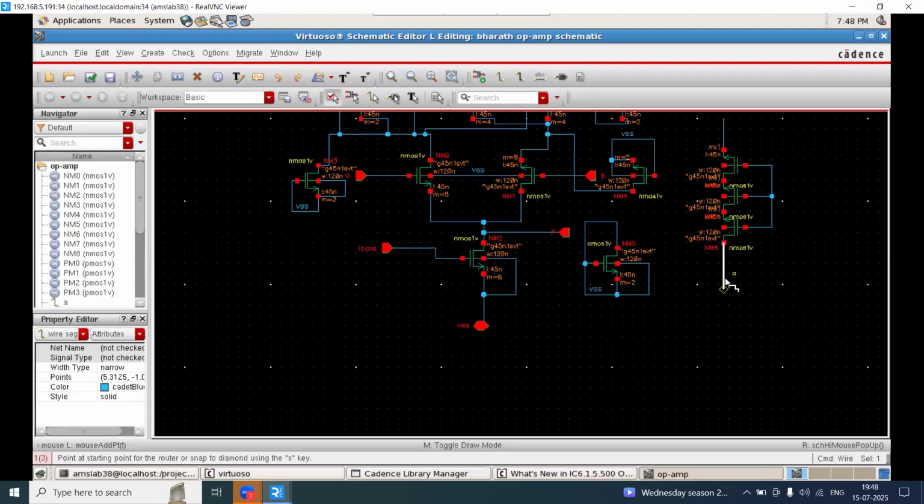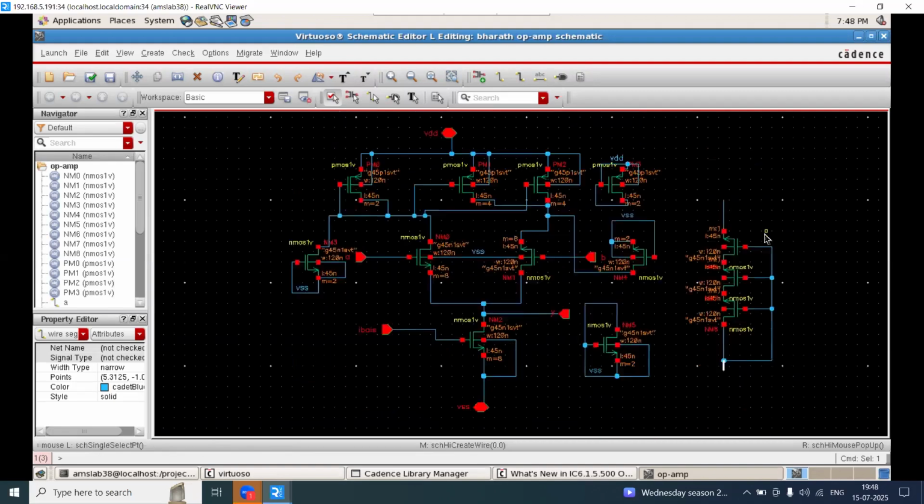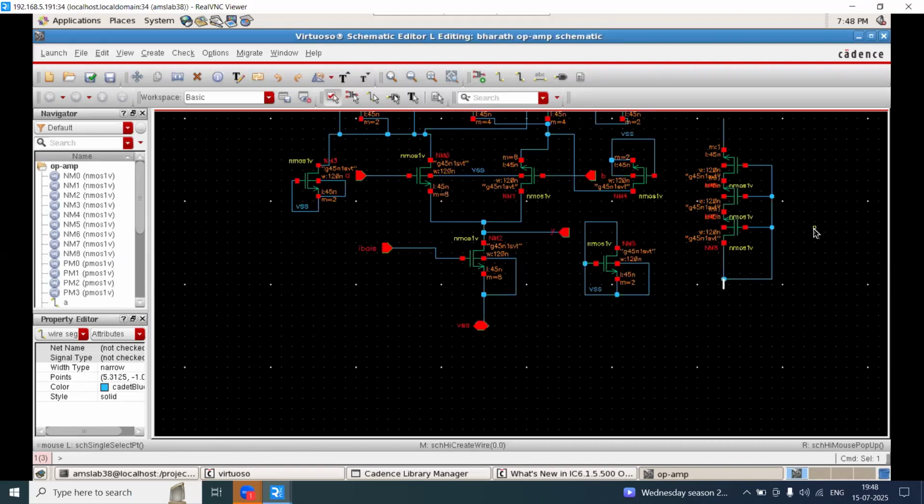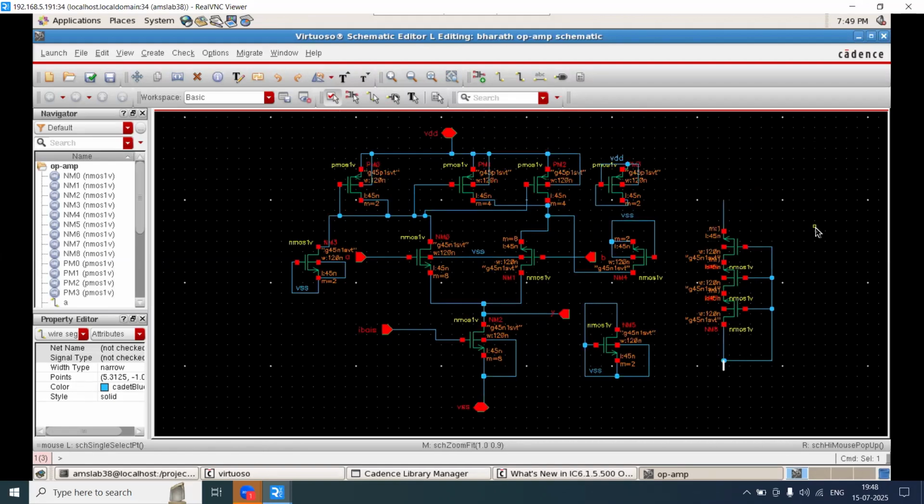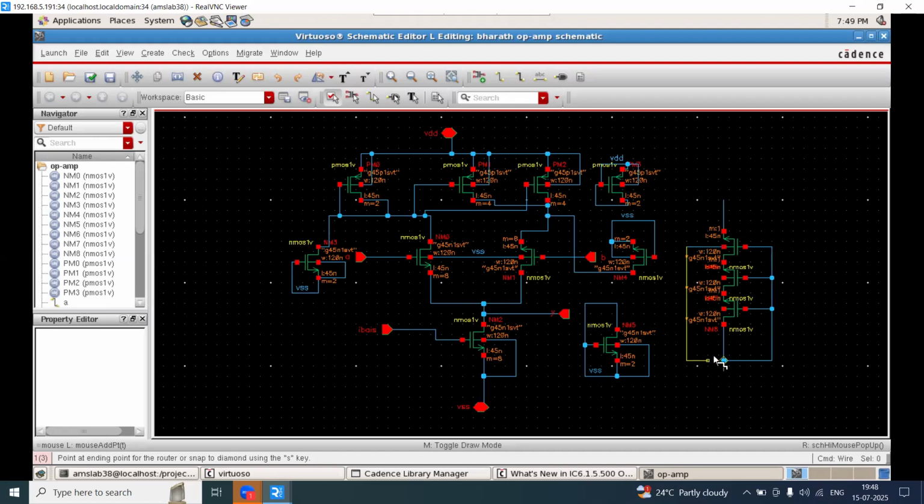We are going to connect the supply connection. If it is a PMOS, it will be connected to VDD. If it is an NMOS, it will be connected to... Karthik, is my voice audible? Yes, sir. Where will we connect for NMOS bulk? Sir, VSS, sir. Same. Why are you getting confused? Okay.